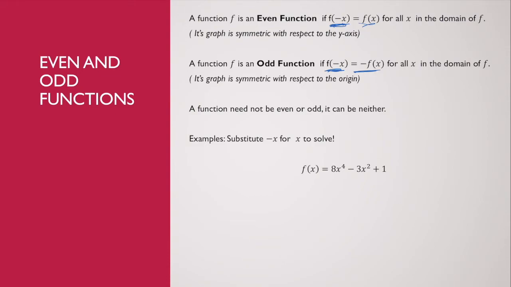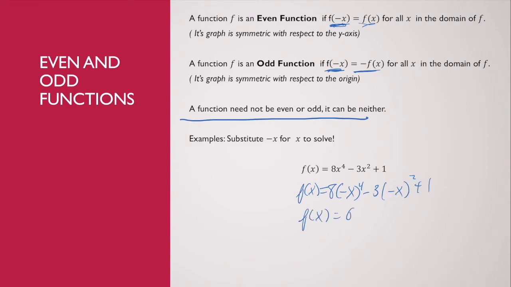So let's go ahead and substitute negative x. If I have f of x, I'm trying to determine if this function is even, odd, or neither. So I have 8 times negative x to the 4th minus 3 times negative x squared plus 1. I get f of negative x equals 8x to the 4th minus 3x squared plus 1. These are identical, so this is an even function.